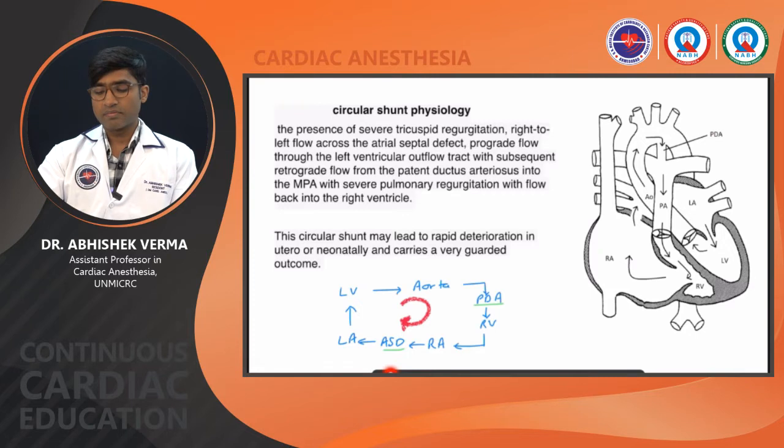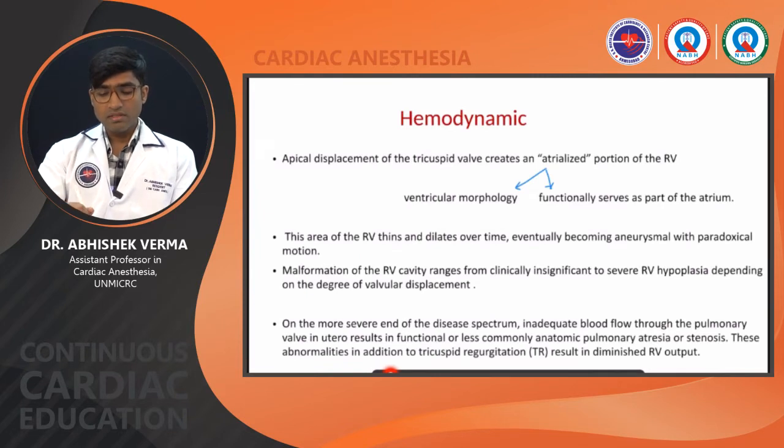See this diagram: from LA to LV, then from LV to aorta, and from aorta via PDA to the pulmonary artery, then PR comes into the RV cavity, via tricuspid regurgitation to the RA, and then via ASD to the LA. It is very characteristic of Ebstein, and it also causes rapid deterioration in utero or neonatally and carries a very guarded outcome.